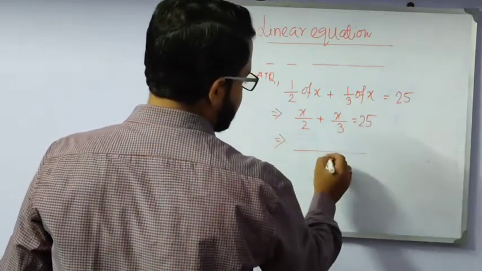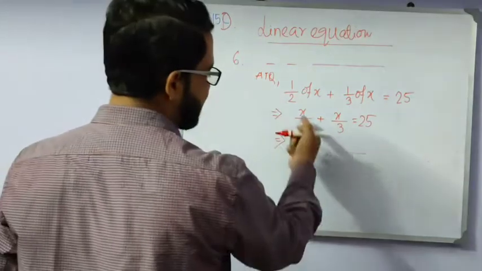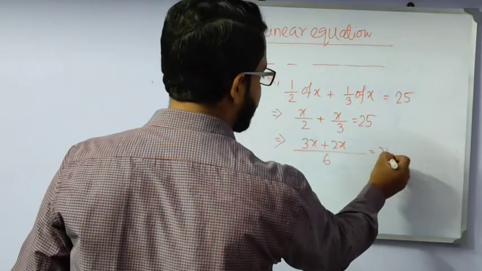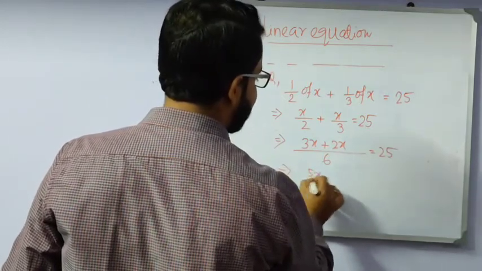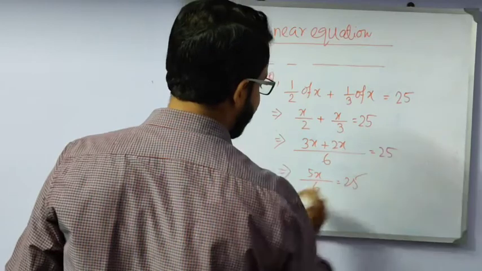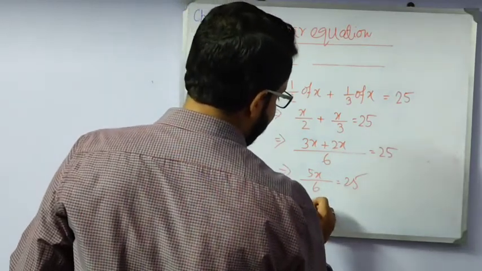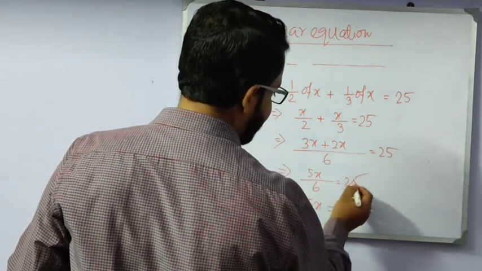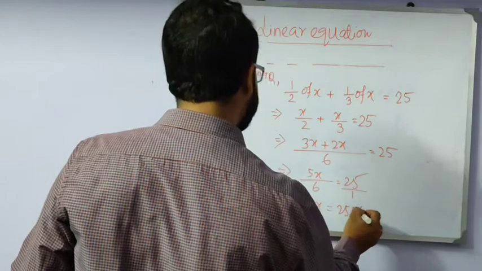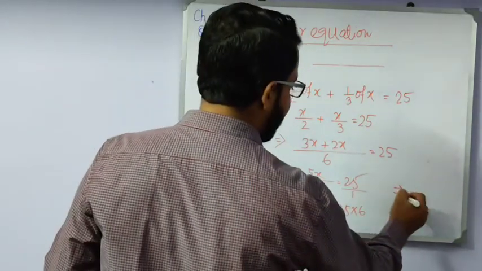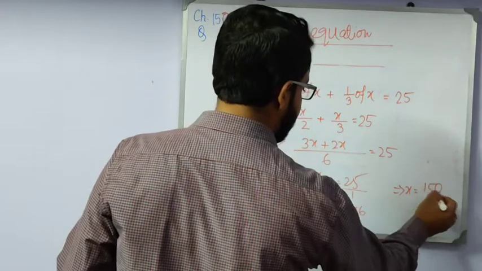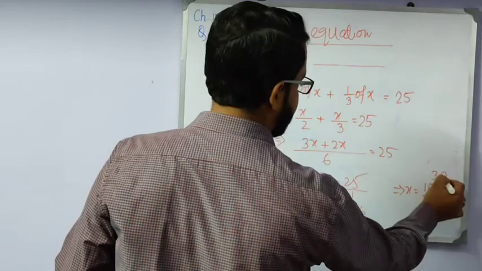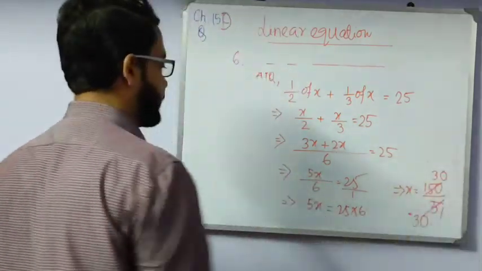Taking their LCM of 2 and 3, that is 6. That means 3x plus 2x over 6 is equal to 25. That means 5x by 6 is equal to 25. Now cross multiply. So 5x into 1 means 5x, 25 into 6 means 150. So x is equal to 150 upon 5. So 30 is your required answer.